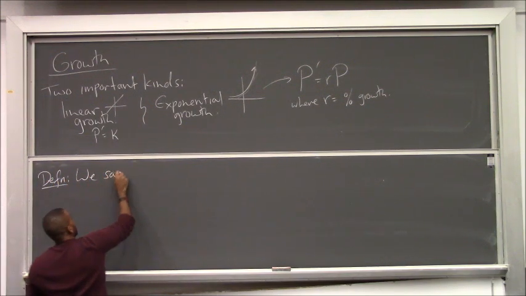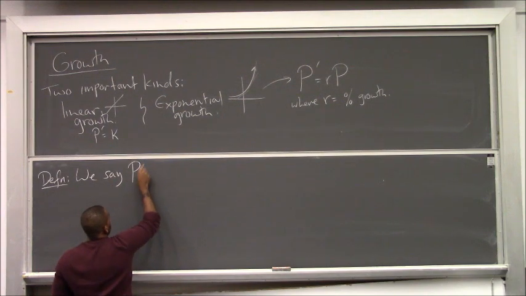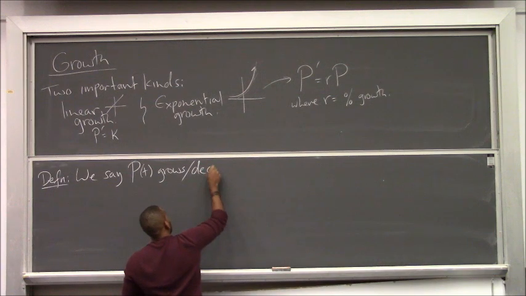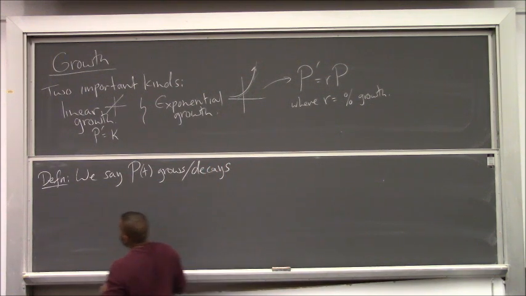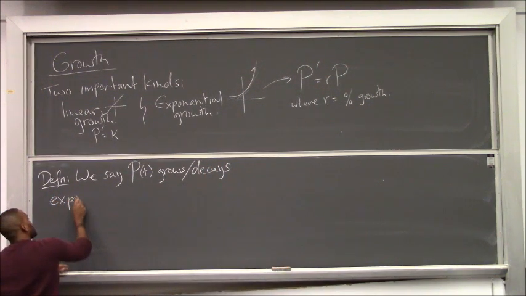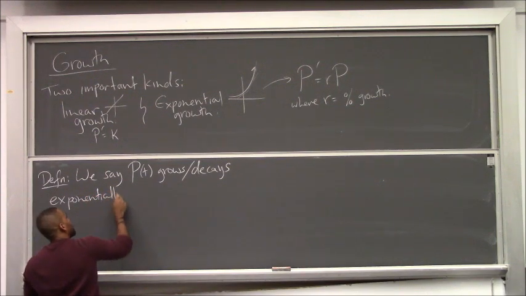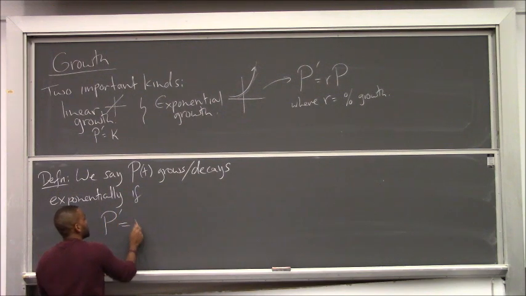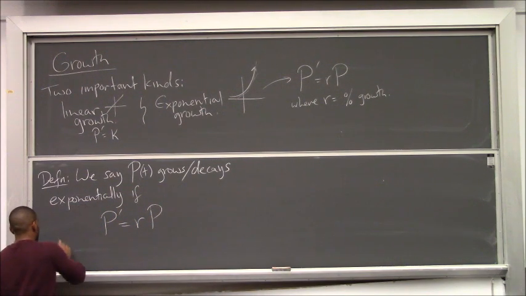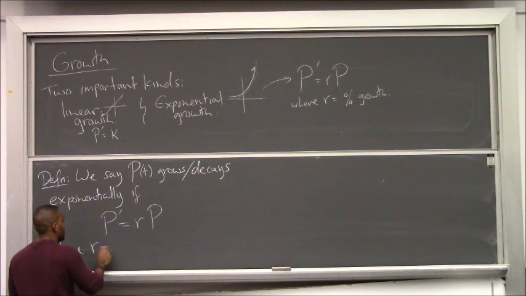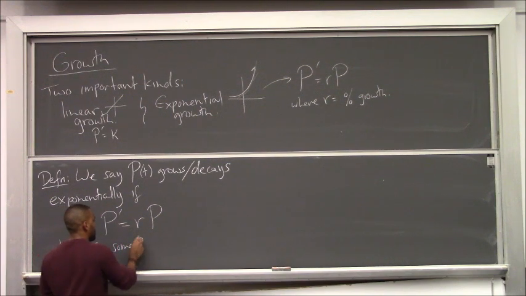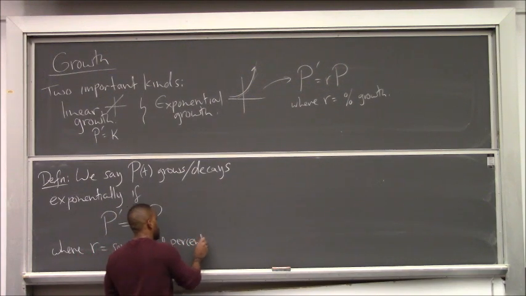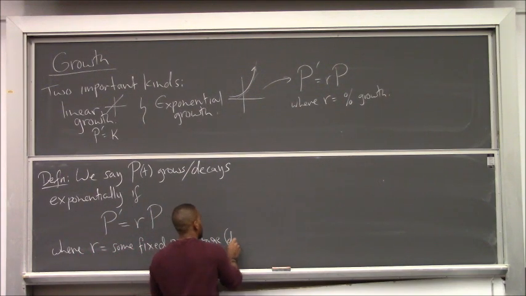we say P(t) grows exponentially if P' equals RP, where R equals some fixed percentage, written in its decimal form. The reverse of that, we call it decay.